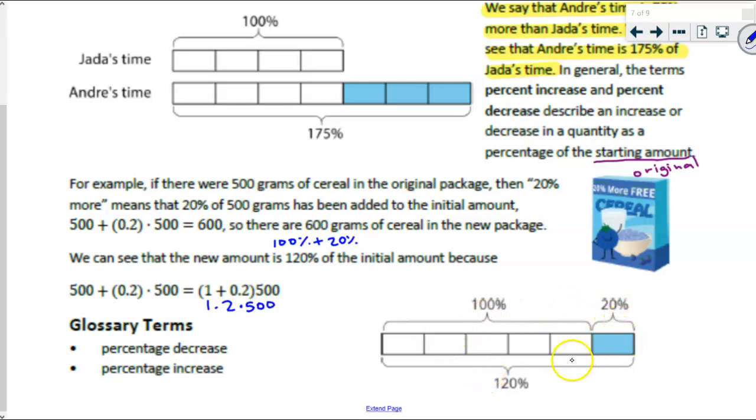There's that model to represent that. 100% plus the 20% is 120%. And the majority of students in this particular class are already thinking that way, so it's not going to be a stretch for the next lesson. Let's finish up with our cool down.